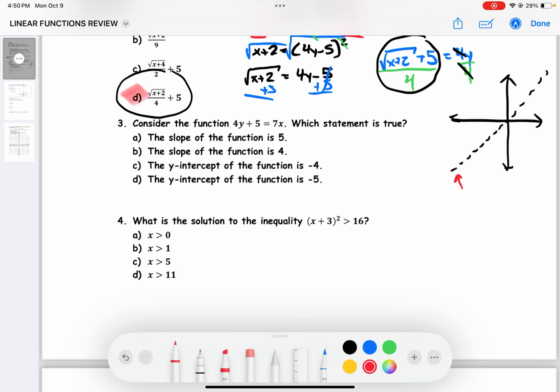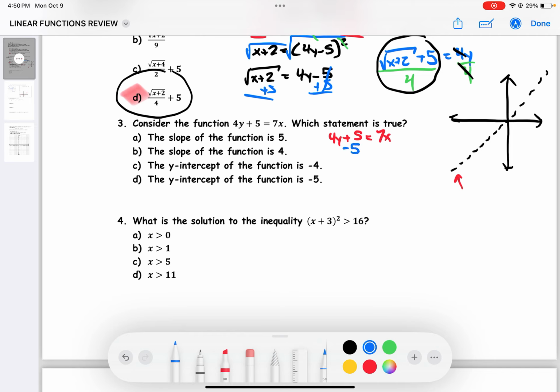Number 3, consider the function, which statement is true? This is looking at our slopes and our y-intercepts, and in order to really decipher those, we need to be in the form y equals mx plus b, right? So y needs to be by itself. So once again, we have to take some steps to get y by itself. Thankfully, not as much of a hassle as last time.